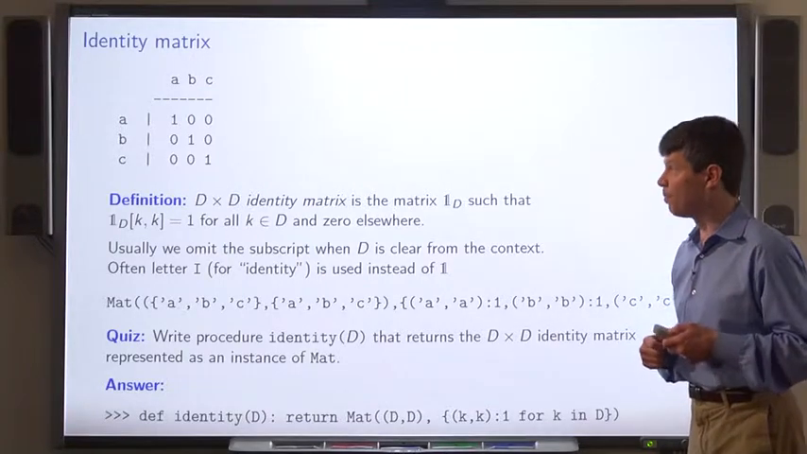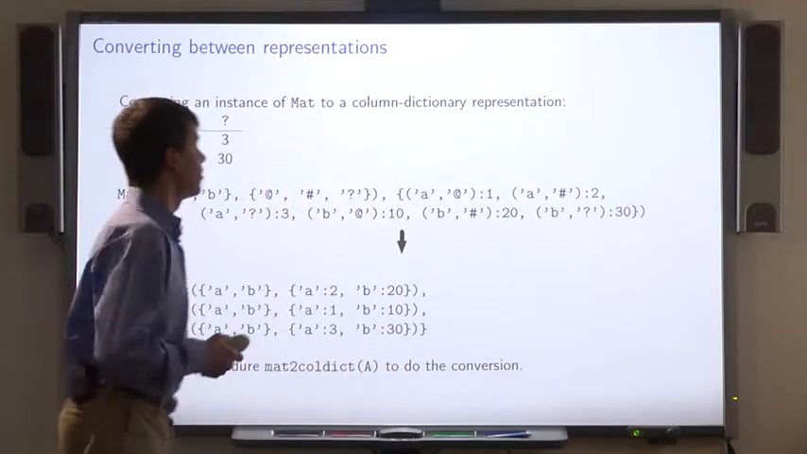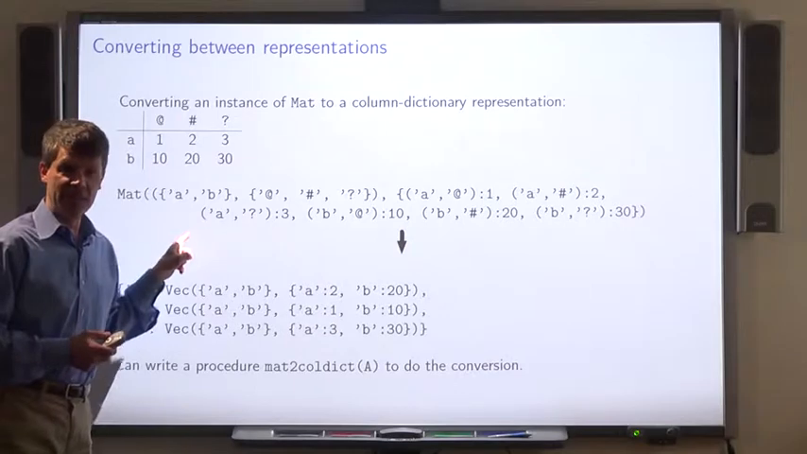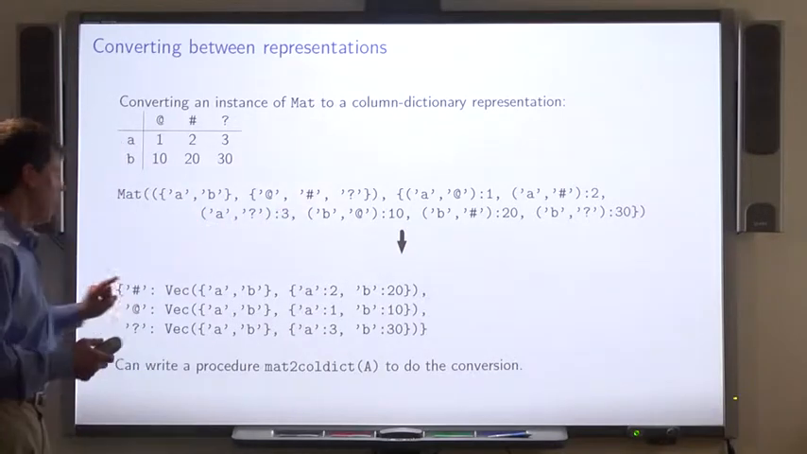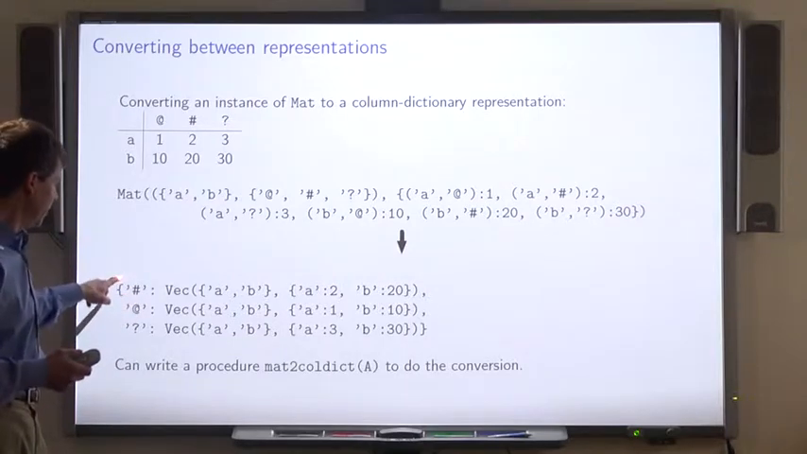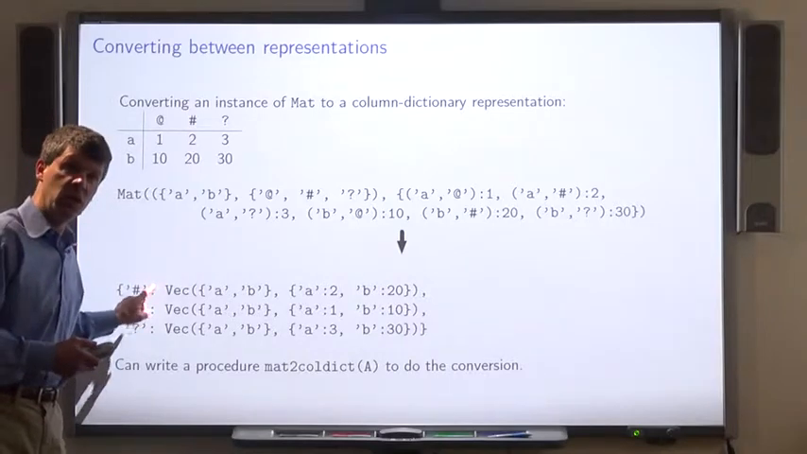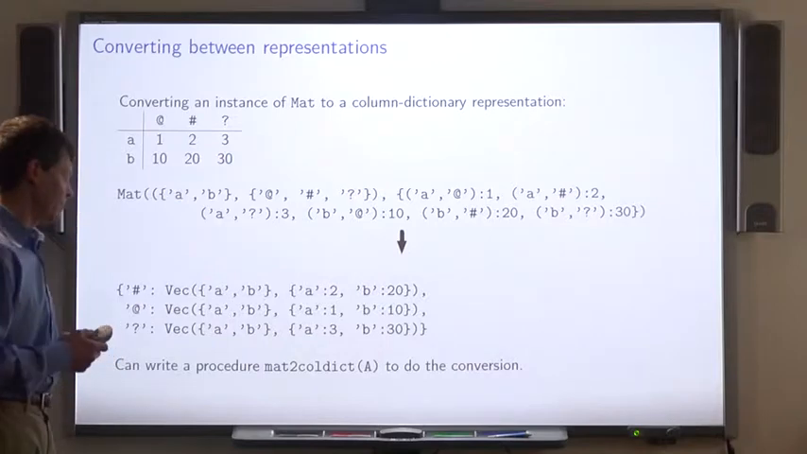Here's the solution. We can convert between our different representations of matrices. For example, consider this matrix. Here's the representation as an instance of Mat. And we can convert this to a column dictionary, that is, a dictionary whose keys are the column labels and whose corresponding values are the vectors that are the columns.